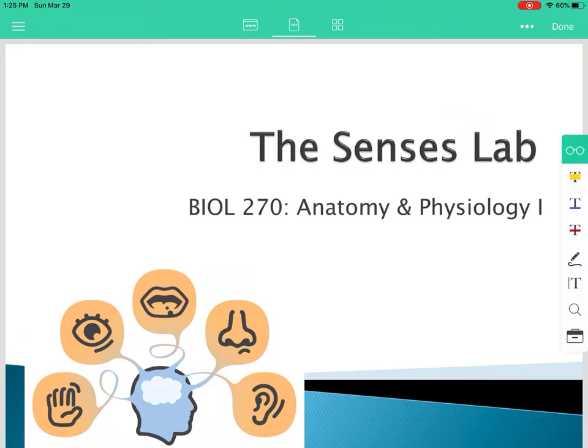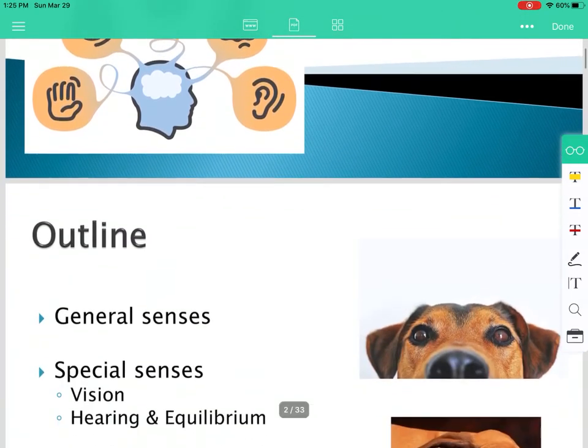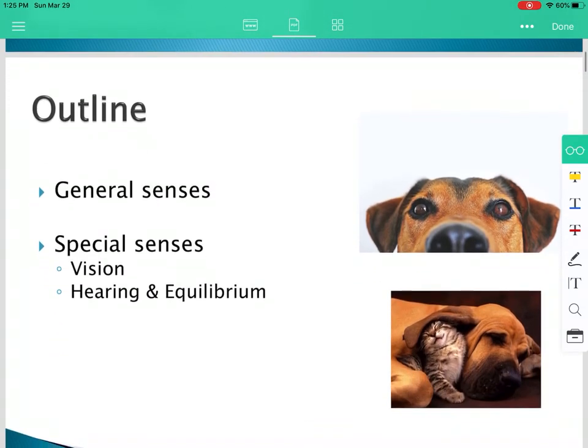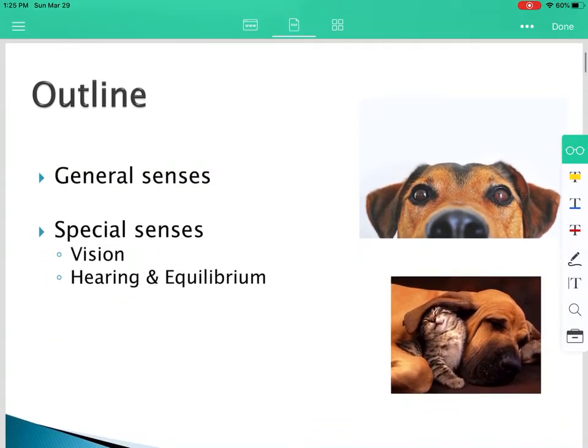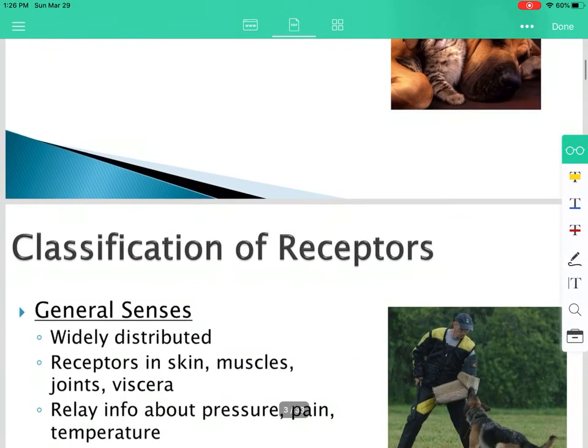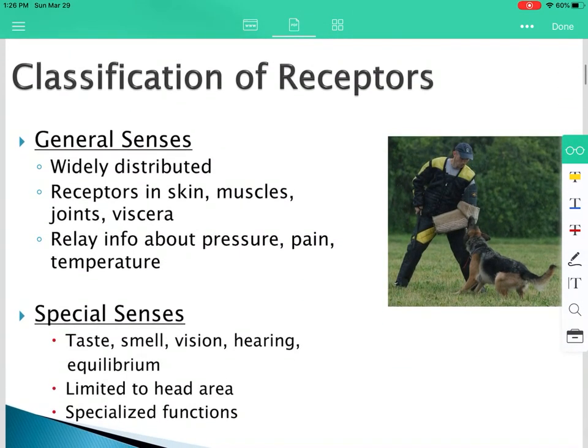This is the Senses Lab PowerPoint. The idea here is to just review some of the primary structures that we would be reviewing in lab. It's obviously not the same, but it helps sometimes to be able to hear someone's voice go through it and talk through some of the most important parts. So here we go. We'll spend most of our time going through the anatomy of the eye for vision and the ear for hearing and equilibrium, with a couple notes about general versus special senses.